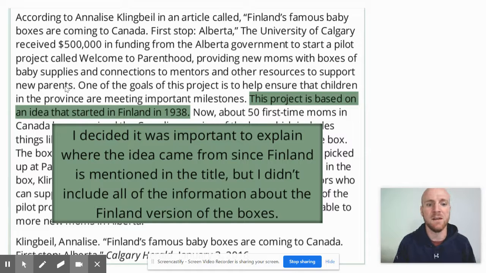The second thing, I decided it was important to explain where the idea came from. Since it mentioned specifically that the idea started in Finland, include it. But again, do I include all the information about the Finland baby boxes? No. We want to keep things to the point. We want to keep focusing on our main idea, which is the University of Calgary receiving the money. But it's good to mention where these ideas come from if they're borrowing an idea, for example.